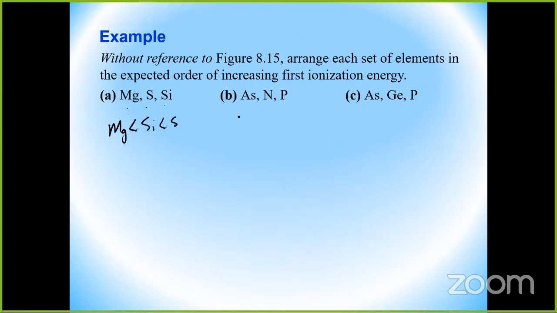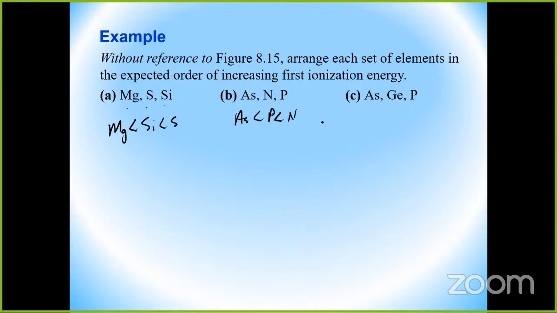What about B, arsenic, nitrogen, and phosphorus? Which would you expect to have the lowest first ionization energy? Arsenic, phosphorus, and then nitrogen. Very good.